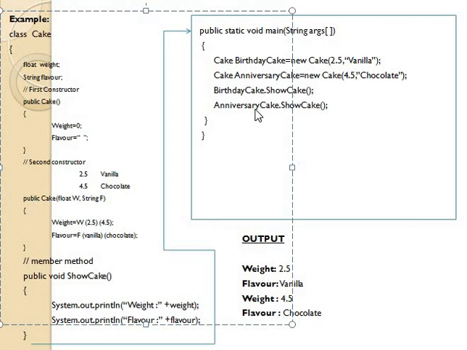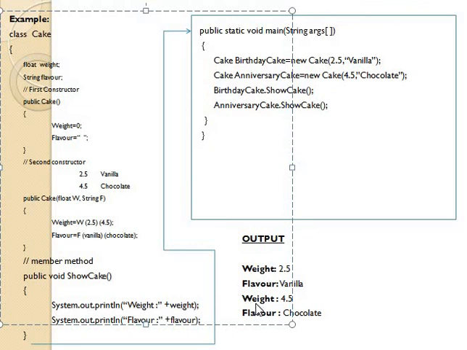Now remember, the method from where the control shifts is the calling method, and the method to where the control shifts is the call method. So this is the call method. Now this call method showCake will be executed with the help of this object, that is anniversary cake. Now come inside this method, execute the first statement, which prints the text weight using system.out.println.